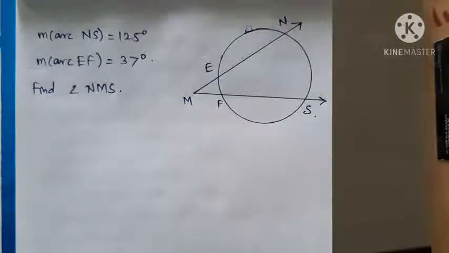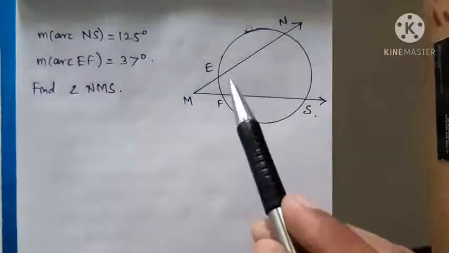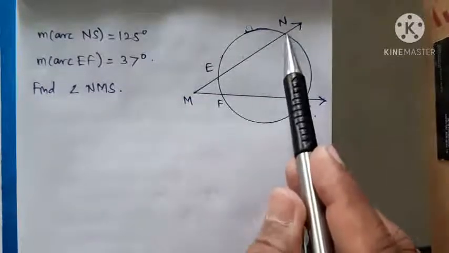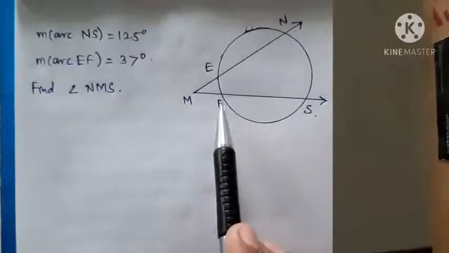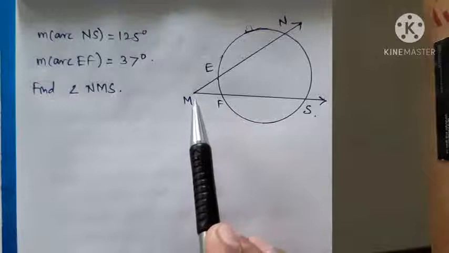Now, question number 7. In the figure, measure of arc NS is equal to 125 degrees. Measure of arc EF is equal to 37 degrees. Find the measure of angle NMS. Here, chord EN and chord FS intersect each other externally to the circle.